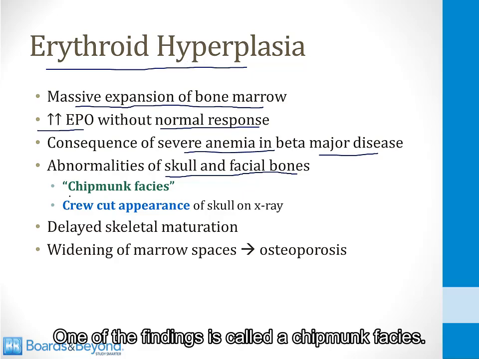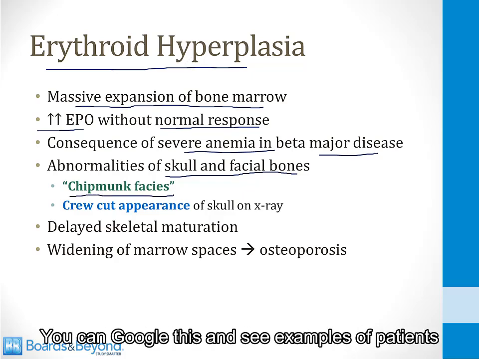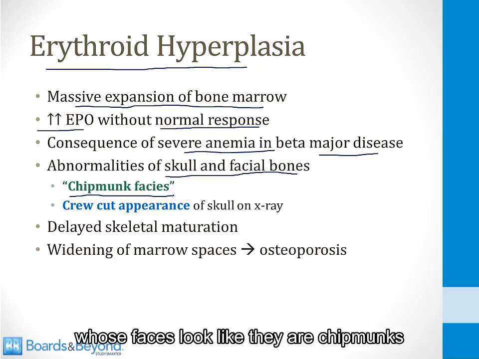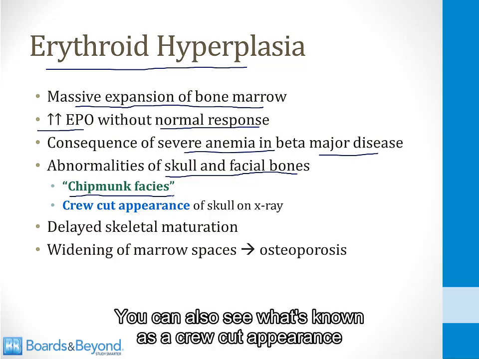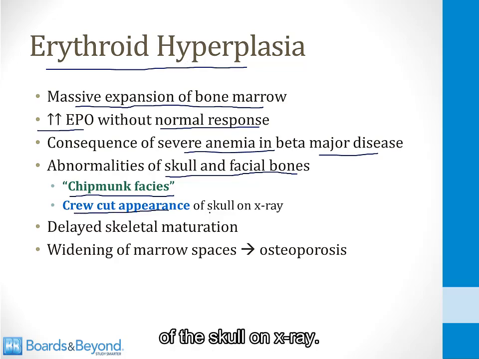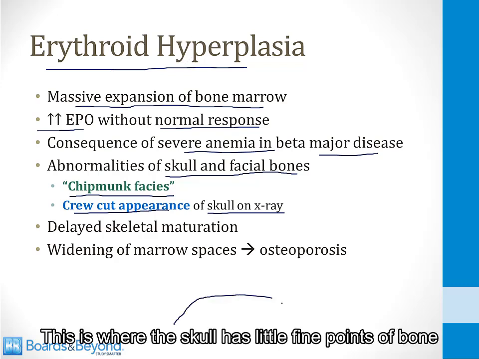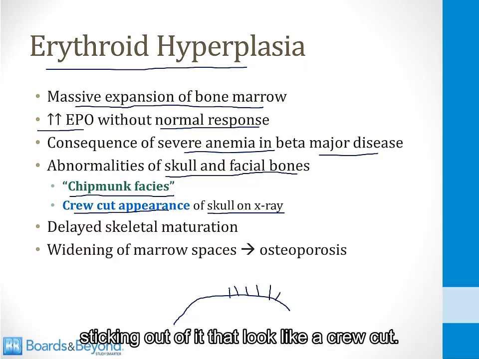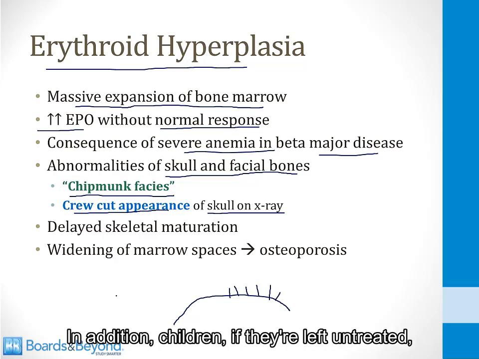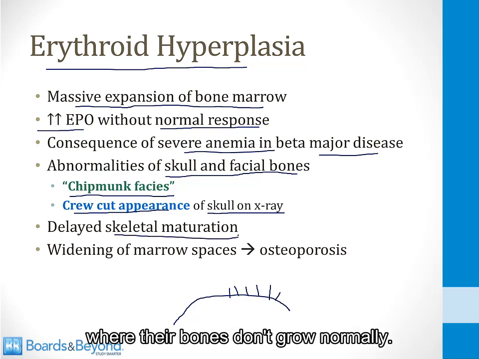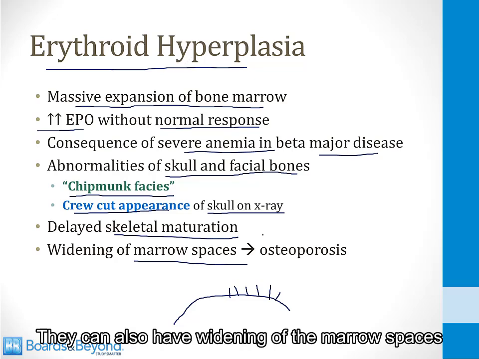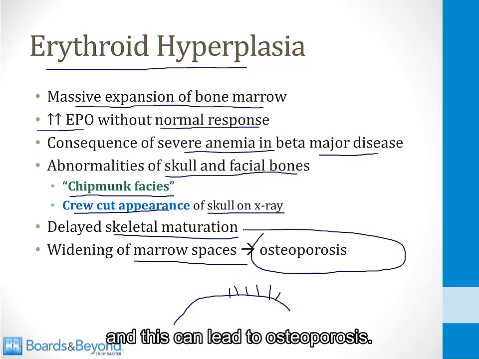One of the findings is called a chipmunk facies. You can Google this and see examples of patients whose faces look like they are chipmunks because of the skull abnormalities. You can also see what's known as a crew cut appearance of the skull on X-ray. This is where the skull has little fine points of bone sticking out of it that look like a crew cut. In addition, children, if they're left untreated, can develop skeletal maturation problems where their bones don't grow normally. They can also have widening of the marrow spaces, and this can lead to osteoporosis.